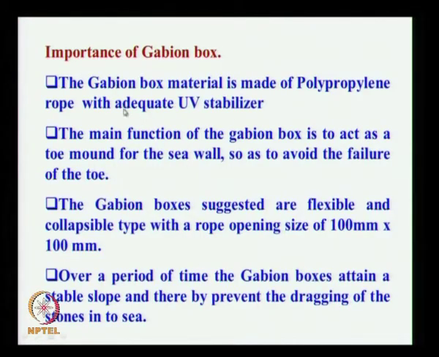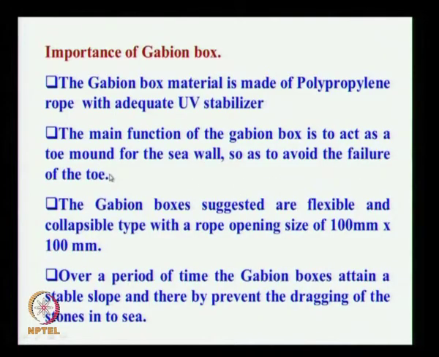The gabion boxes are also made of polypropylene rope, and they have adequate UV stabilization. UV stabilization means some coloring, some black color or tar coating, is applied. There are different types of gabion boxes: one is made of metallic wires, another is made of rope. We prefer rope because it is flexible and adjusts to the seabed. This acts as a toe mount of the seawall so as to avoid failure of the toe.